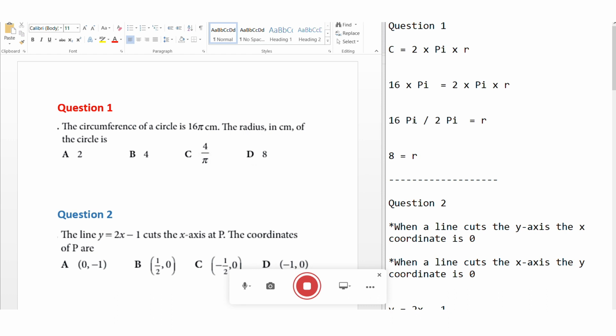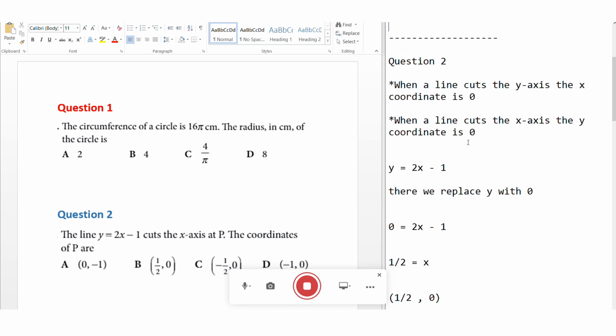The pi will cancel out with this pi, leaving you with 16 divided by 2. So 16 divided by 2 is 8. So the radius of this particular circle is 8, which means our answer is, not C. Our answer will be D. So the first answer is D. The radius is 8. All right, guys. So that was question 1. Let's move on to question 2.